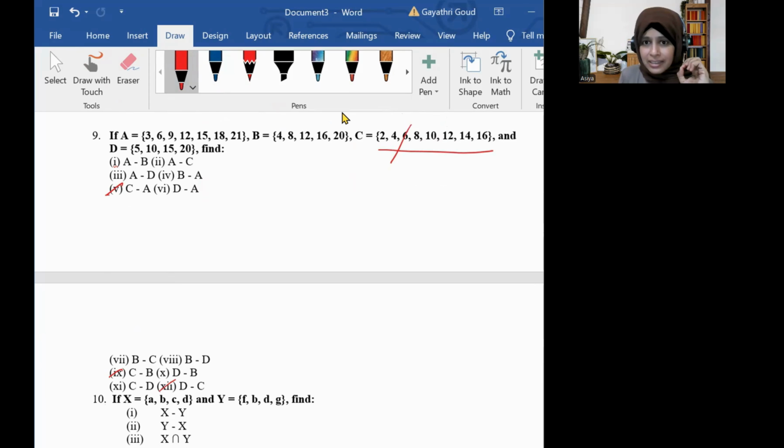Next, 9, 12, 15. 12 is contained, so I'll have to remove that element from C. Next, 18, 21. Do 18 and 21 exist here? No. So what is remaining now in C? That would be my answer.